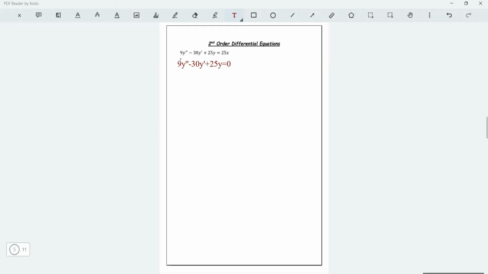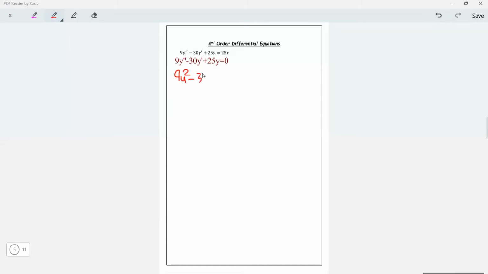That is step one. To solve the homogeneous equation, we solve the auxiliary equation, which is 9u squared minus 30u plus 25 equals 0. That's what we do first. So let's go ahead and solve this auxiliary equation.